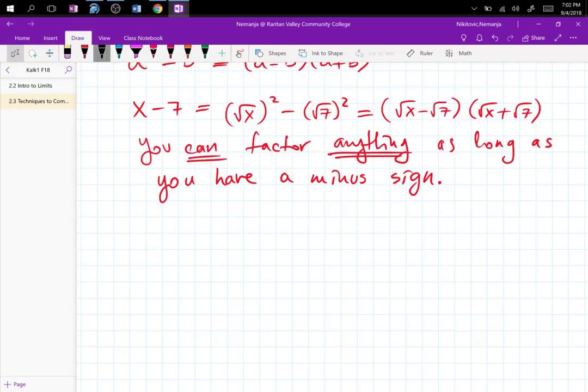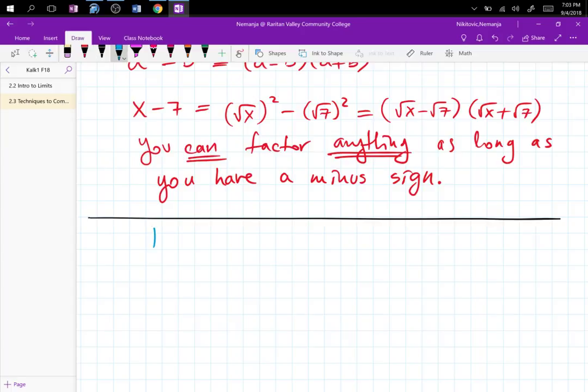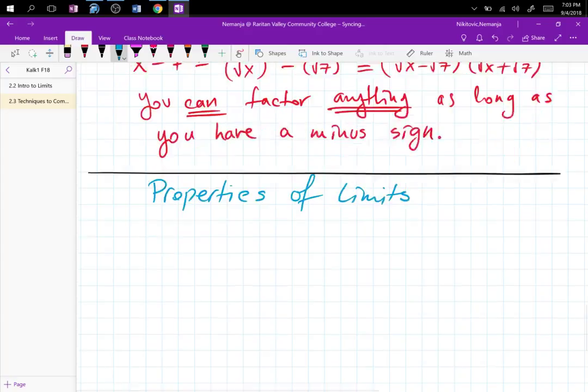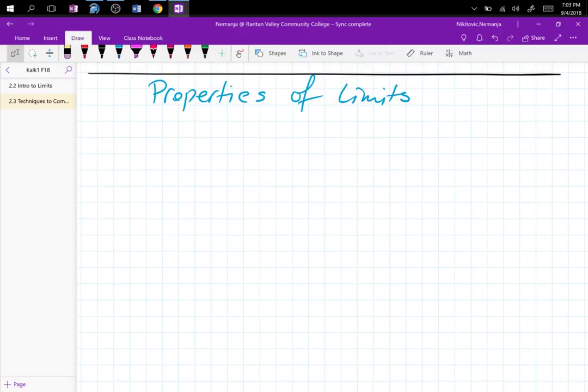Okay. And now is the time for properties of limits. So these are the limit laws, properties of limits, whatever you want to call them. They list 7. It's actually 6, but here we go.